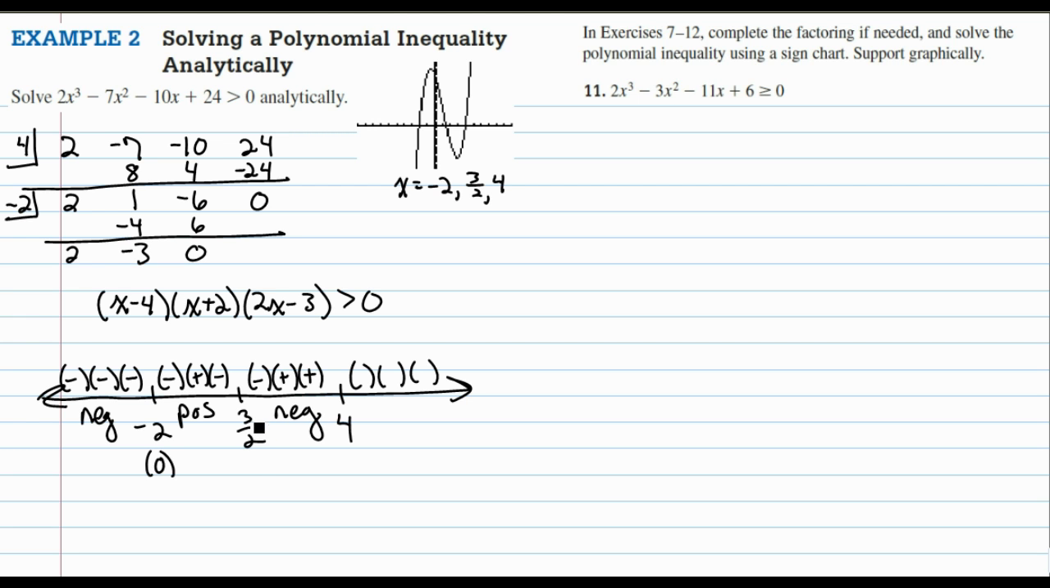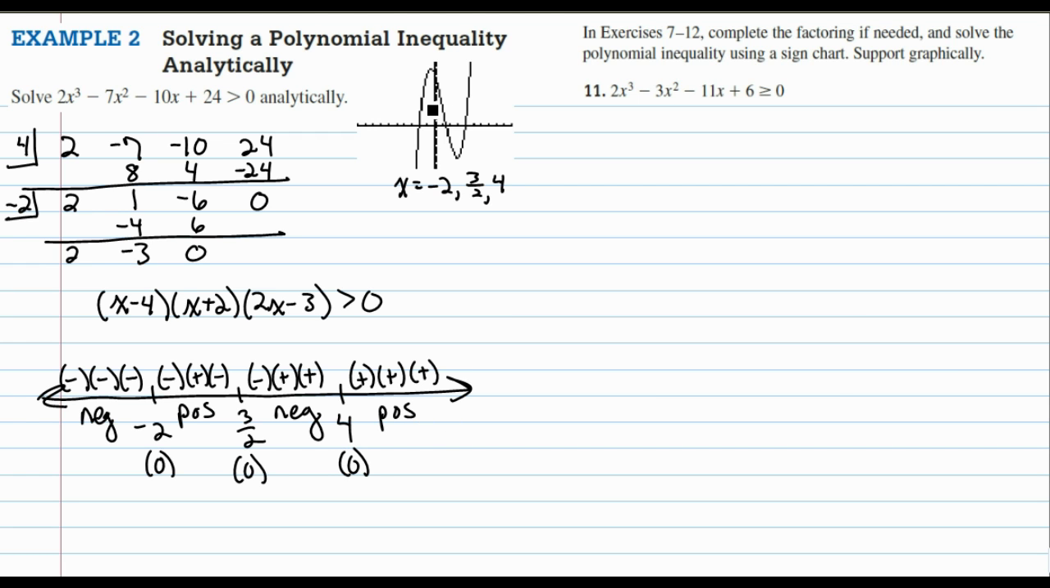Oh, I forgot to write underneath. 3/2 is also going to make the function 0. So is 4. So I may as well write those underneath. Then any number to the right of 4, like a billion. A billion minus 4 is positive. A billion plus 2, positive. 2 times a billion minus 3, positive. So overall we get positive values here.